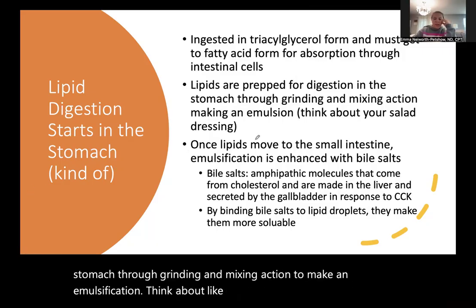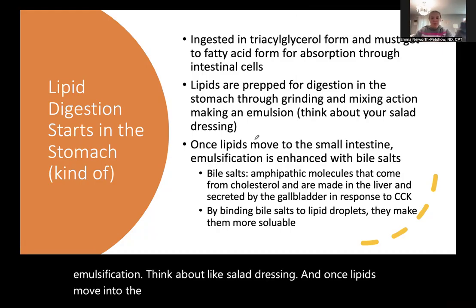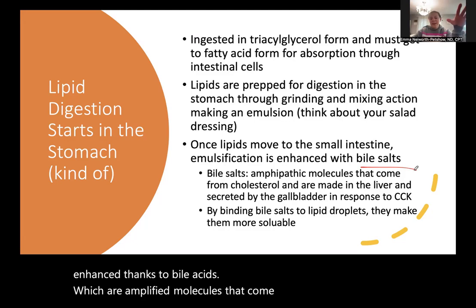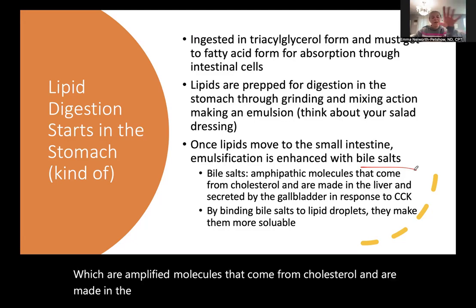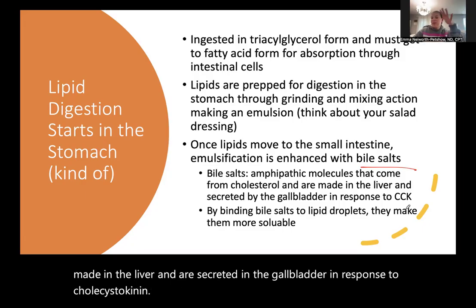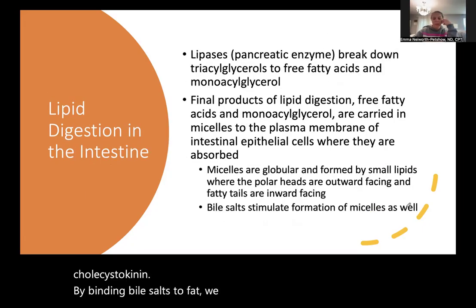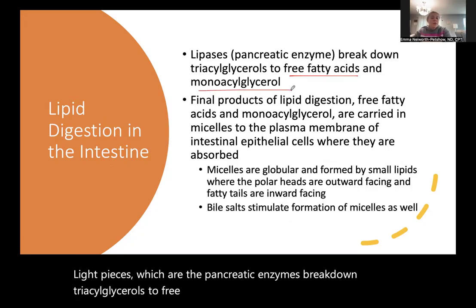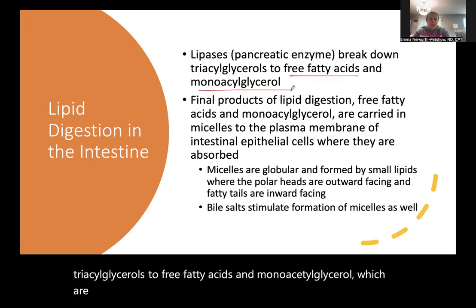And once lipids move into the small intestine, the emulsification is even more enhanced thanks to bile acids, which are amphipathic molecules that come from cholesterol and are made in the liver and are secreted by the gallbladder in response to cholecystokinin. By binding bile salts to fat, we make them more soluble. Lipases, which are the pancreatic enzymes, break down triacylglycerols to free fatty acids and monoacylglycerol, which are the final products of lipid digestion.